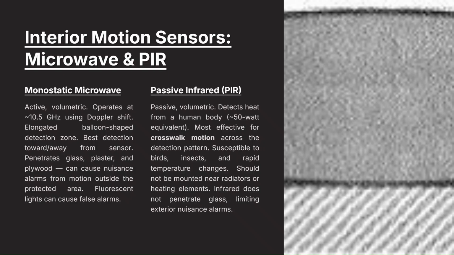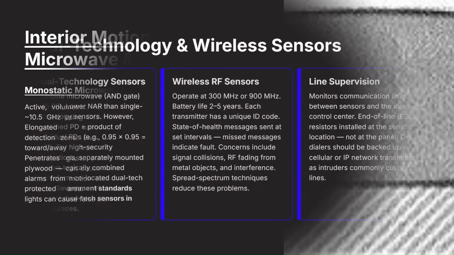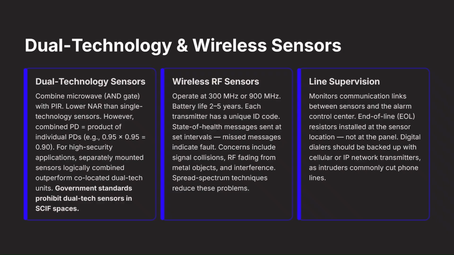Passive infrared, or PIR, sensors detect heat changes caused by human movement. They are cost-effective and widely used, but can be affected by environmental factors like temperature variations or heat sources. Combining these technologies can improve reliability and reduce false alarms. Dual technology sensors combine two detection methods, such as microwave and PIR, requiring both to trigger an alarm. This significantly reduces false alarms while maintaining detection accuracy.